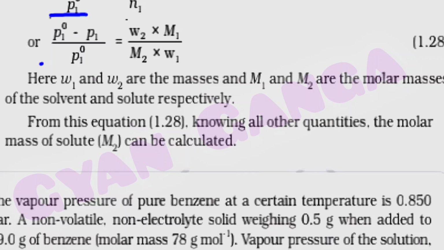Here, W1 and W2 are the masses and M1 and M2 are the molar masses of the solvent and solute respectively. For this equation 1.21, knowing all the other quantities, the molar mass of solute M2 can be calculated.